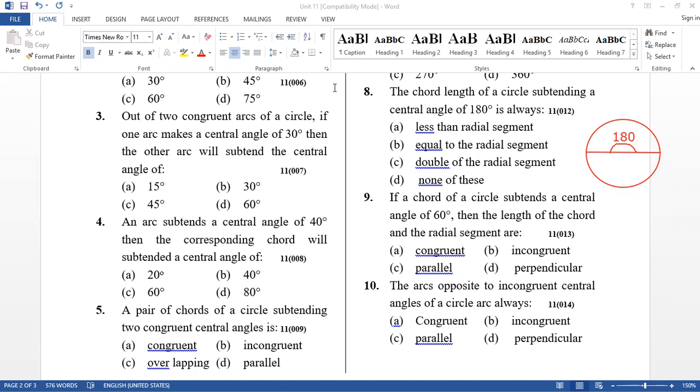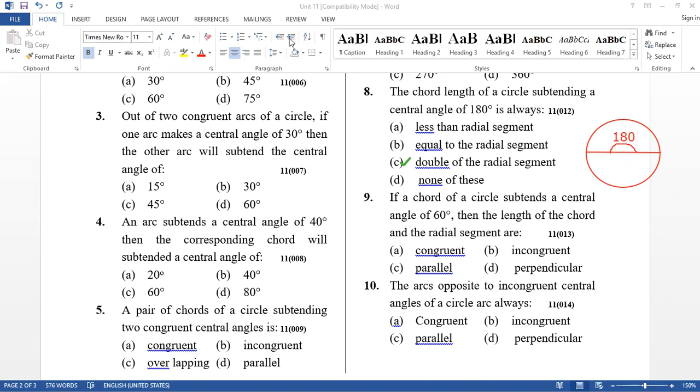So the correct answer should be option number C, right? The correct answer is option number C, because the diameter is used, and the diameter is double the radial segment. Now, MCQ number 9: if the chord of a circle subtends the central angle of 60, then the length of the chord and radial segment are congruent.